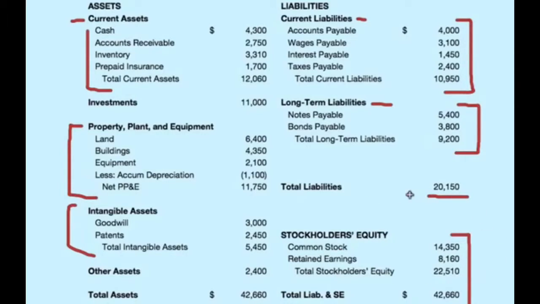So the total liabilities plus the total stockholders' equity will equal what the total assets equal. So the two sides of the balance sheet will always balance, as long as the financials have been done correctly. And that is a basic explanation of how the balance sheet works.